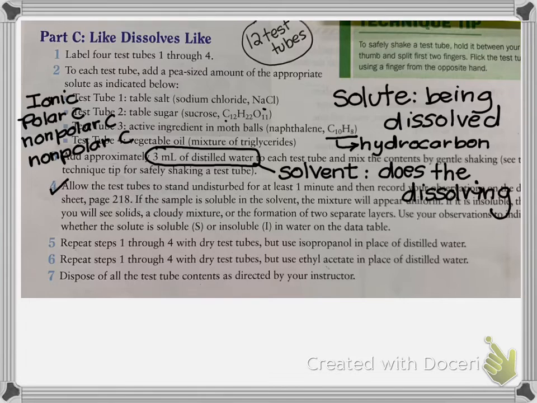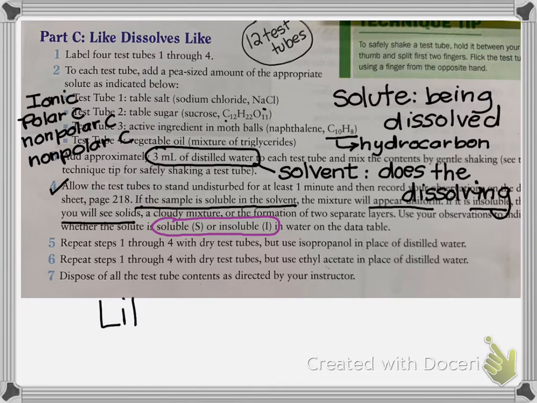So it says here, this is your observations, this is what you're going to be looking for. If the sample is soluble in the solvent, the mixture will appear uniform. If it is insoluble, you will see solids, a cloudy mixture, or a formation of 2 layers. Okay, so what I'm looking for is soluble. Let me erase this little part so we can see. Hopefully you have your procedure open so you're reading along. Soluble or insoluble.